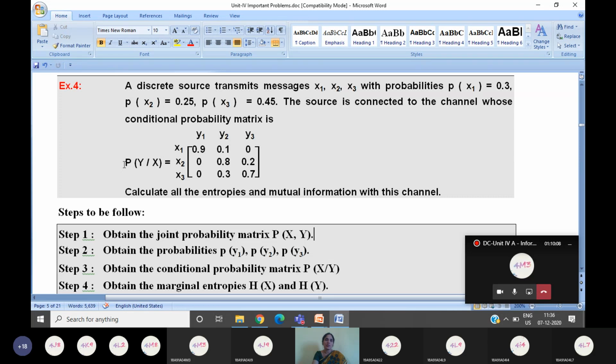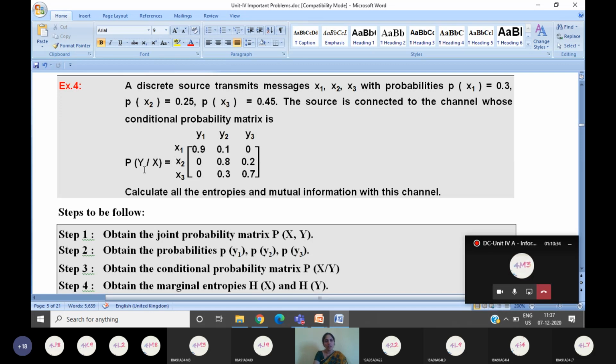But what have they given us here? P of xy is not given. P of y by x is given and the various elements of P of x are given. For example, if in the question you are given P of x by y, then the receiver messages, that is P of y1, P of y2, P of y3, will be given.